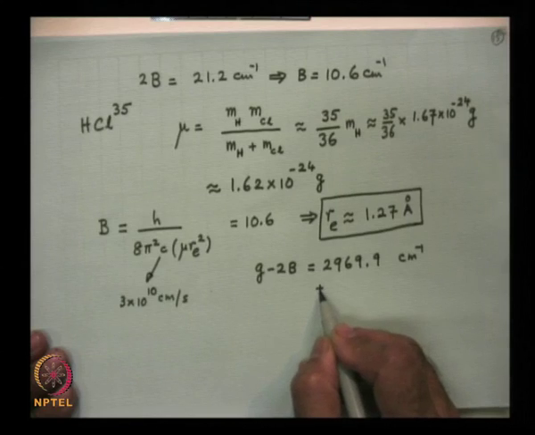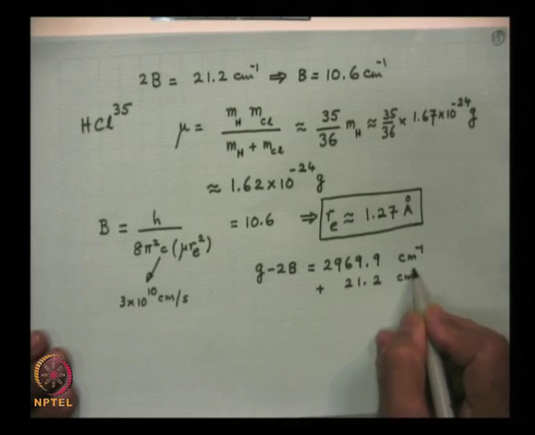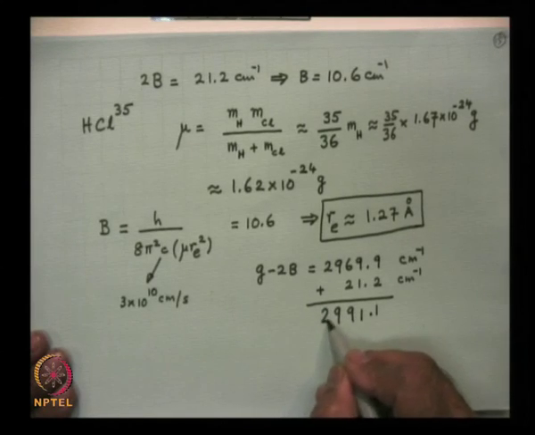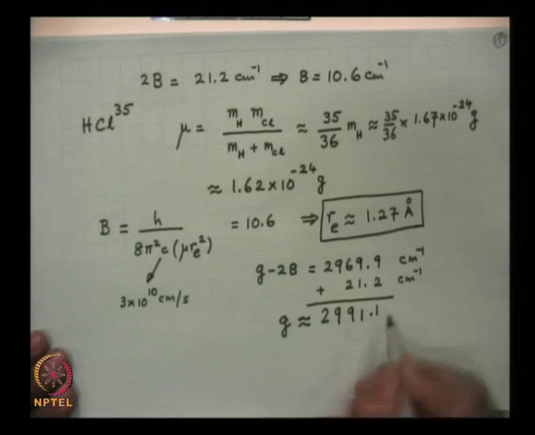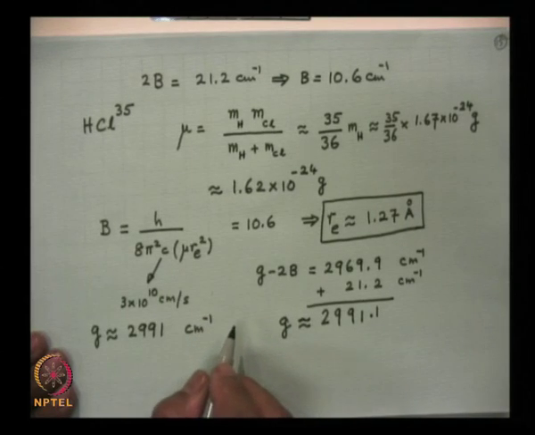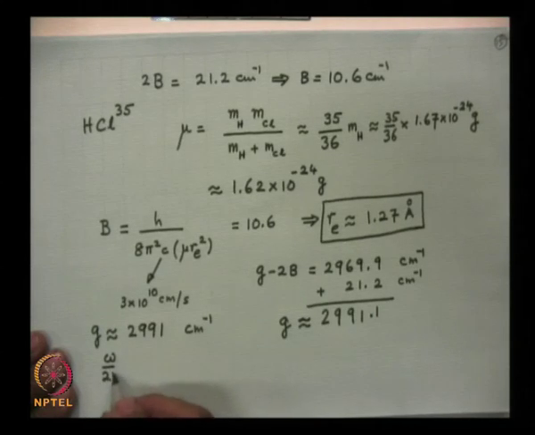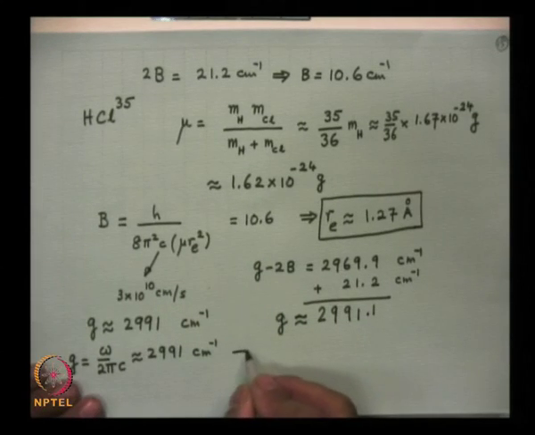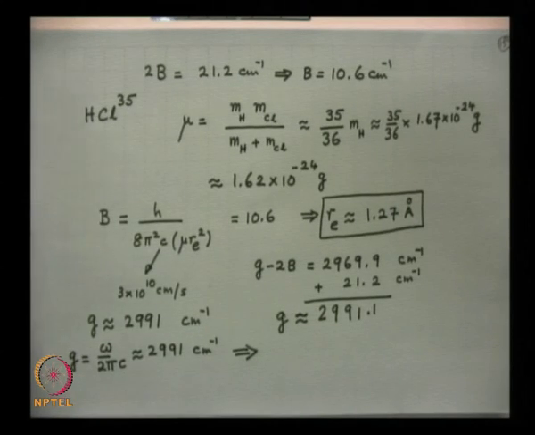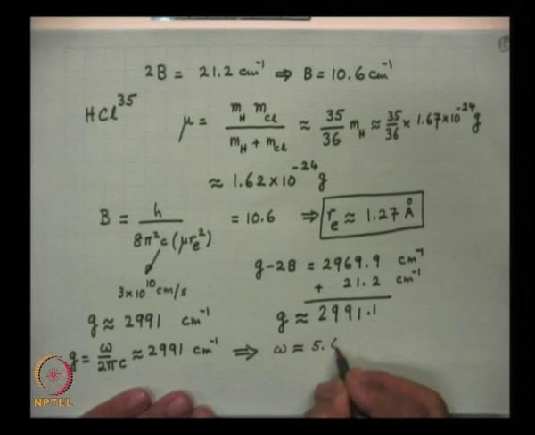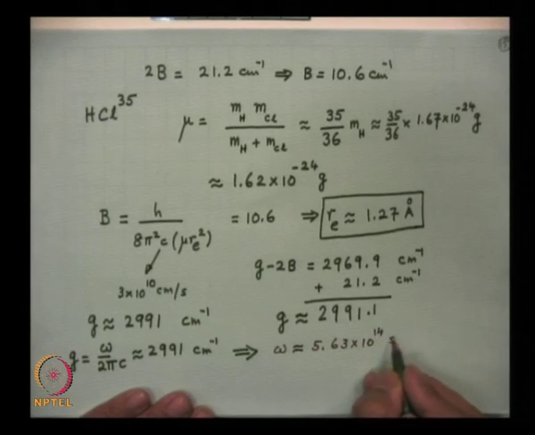So, 2b is 21.2 centimeter inverse, and if I add this, 2999. So, this is the value of G. So, we assume that G is equal to 2991 centimeter inverse, and this was equal to omega by 2 pi c. We know the value of pi, we know the value of c, and from this we can easily calculate the value of omega. I leave it as a very simple exercise, and the value of omega will be 5.63 into 10 to the power of 14 second inverse.